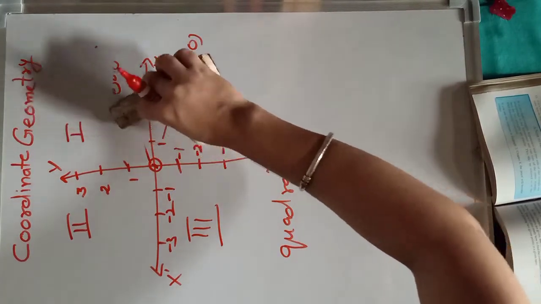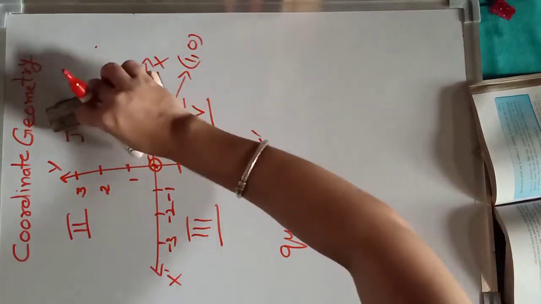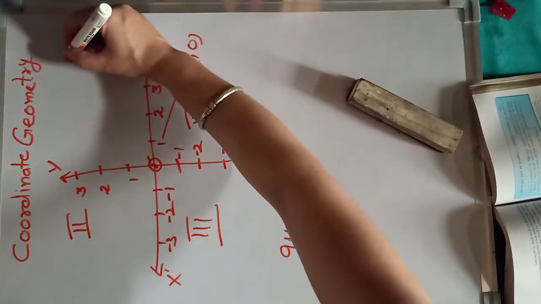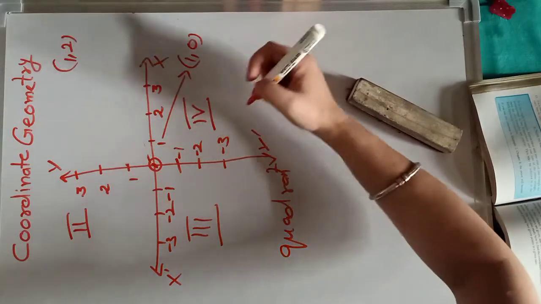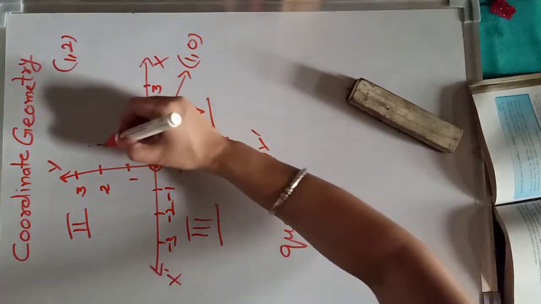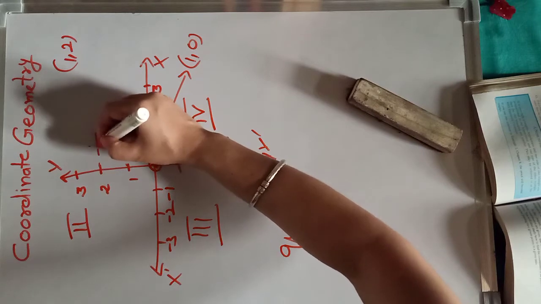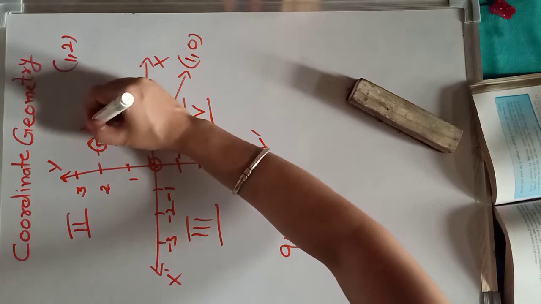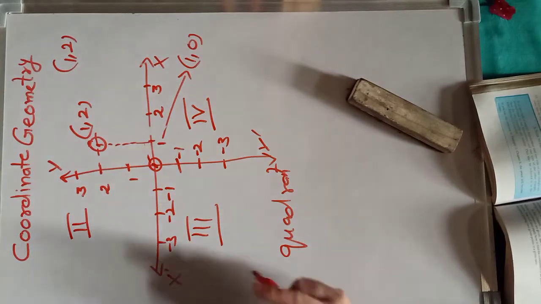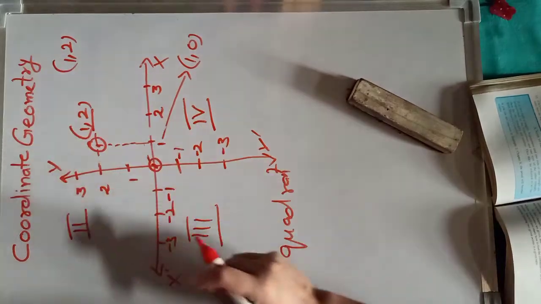Now how to locate the position of a point? Suppose I have to locate a point whose coordinates are (1, 2). So (1, 2) means I have to take 1 from this side to this side, and their point of intersection will represent (1, 2). So hope you have got how to locate the point.